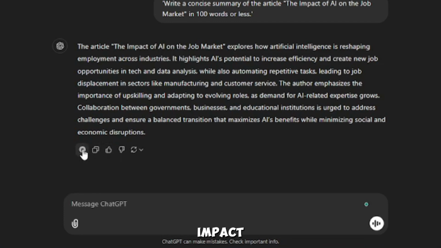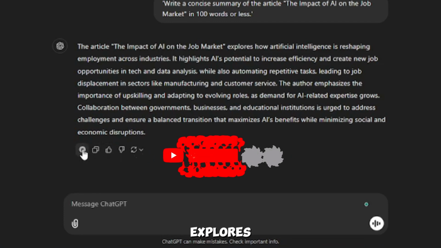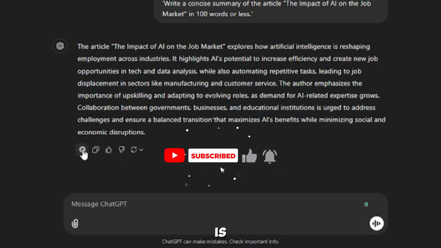The article, "The Impact of AI on the Job Market," explores how artificial intelligence is reshaping employment across industries. It highlights AI's potential to increase efficiency and create new job opportunities in tech and data analysis.